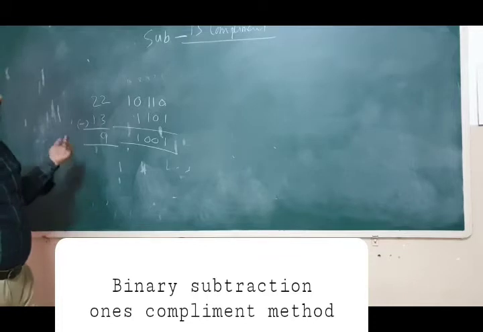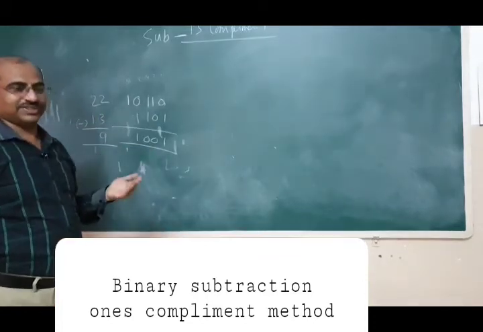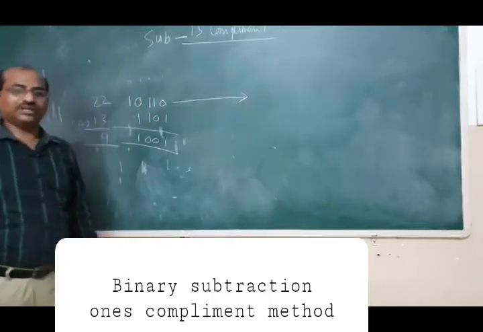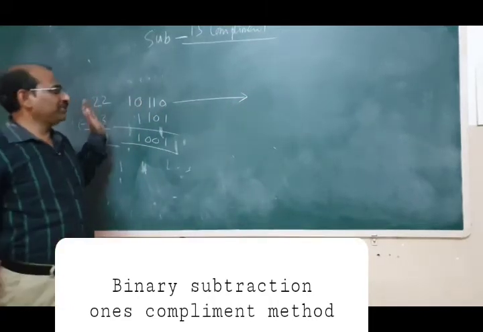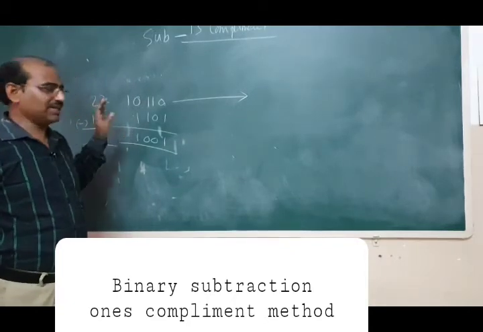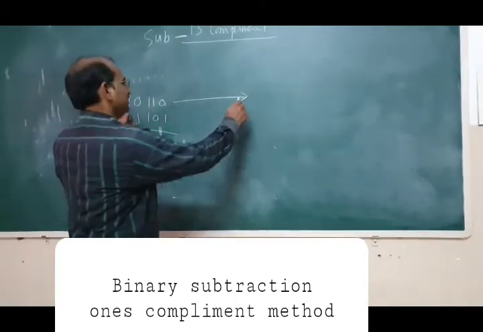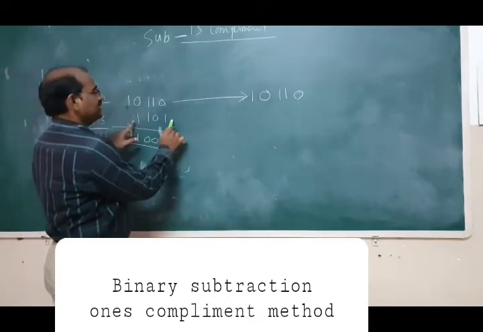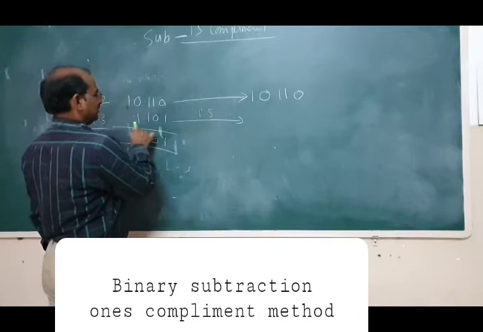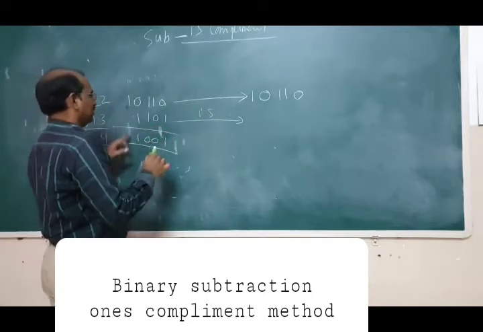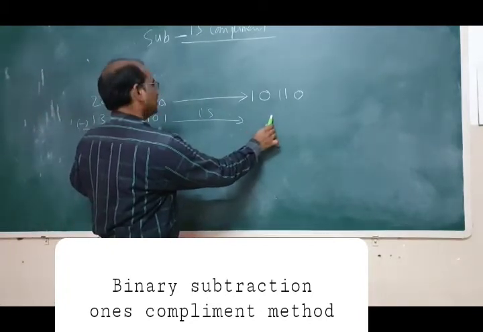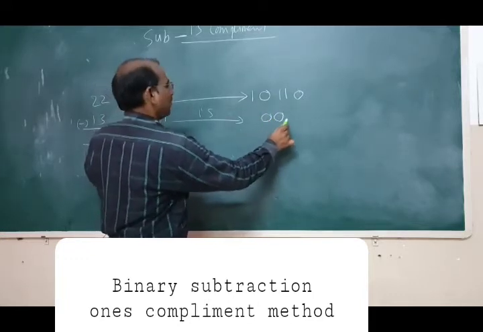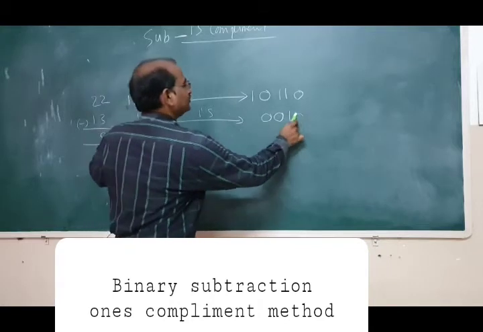Now, how to do this with the complement method? This is very easy. The minuend you write as it is, that is 1 0 1 1 0. Now write the ones complement of the subtrahend. What is the ones complement? This one: 0 0 1 0.